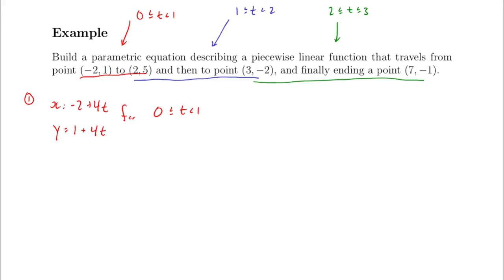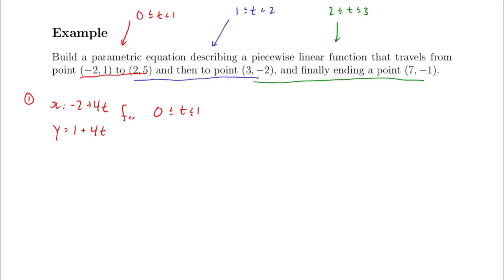All right, hopefully you got something like this. You'll notice our x values are increasing by 4 units, and so are our y values. And so we have negative 2 plus 4t and 1 plus 4t. Again, if you plug in 0 for these, you'll get negative 2, 1. And if you plug in 1 for these, you get 2, 5.